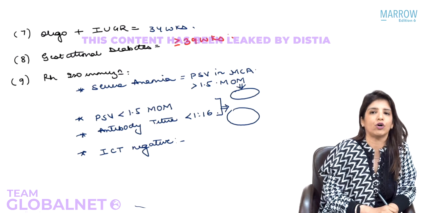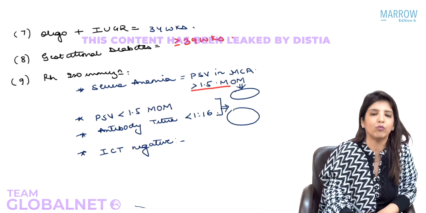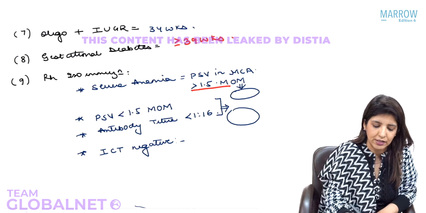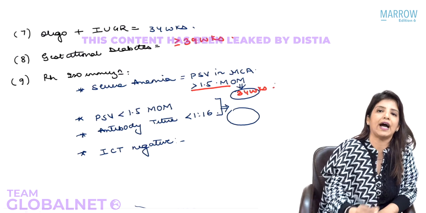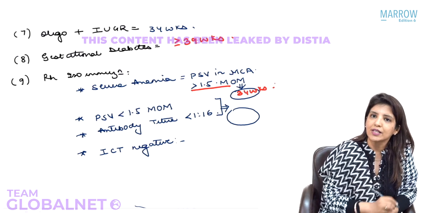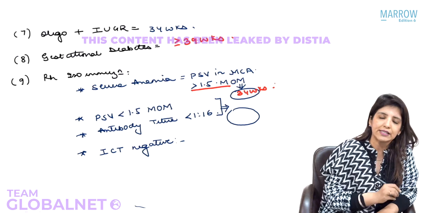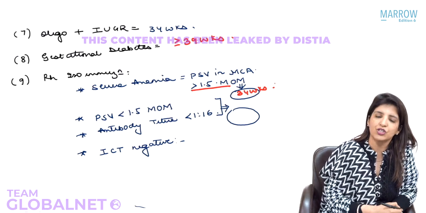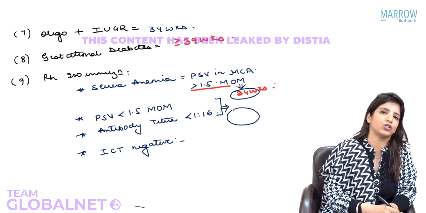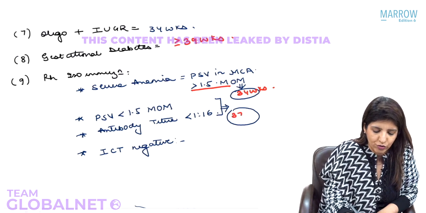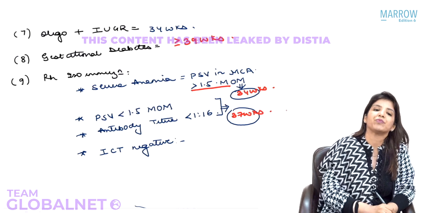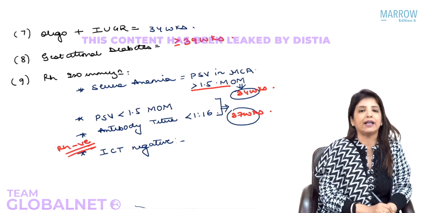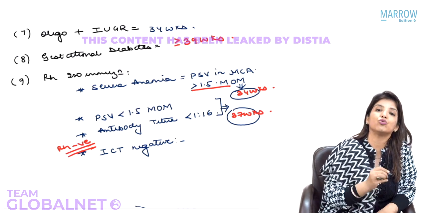So if peak systolic velocity in middle cerebral artery is more than 1.5 multiples of median, that means there is severe anemia, and that means you have to terminate pregnancy at 34 weeks. But just in case the peak systolic velocity is less than 1.5 MoM, or if the indirect Coombs test was positive but the critical titer is less than 1:16, in that case, you have to terminate pregnancy at 37 weeks.